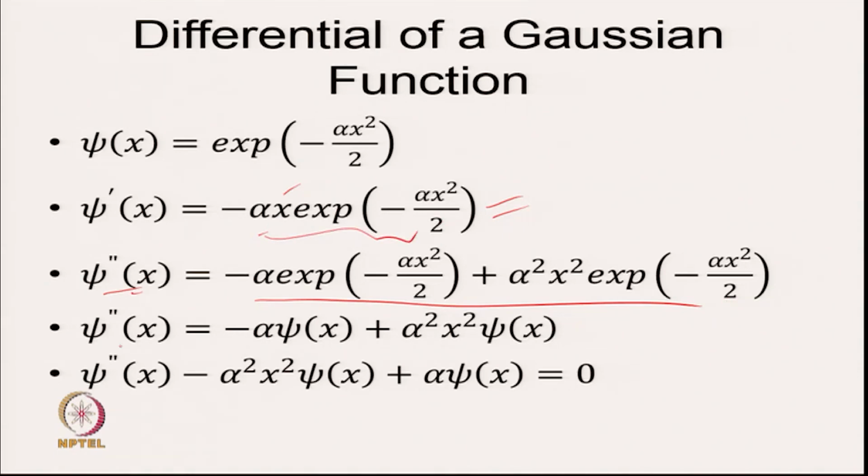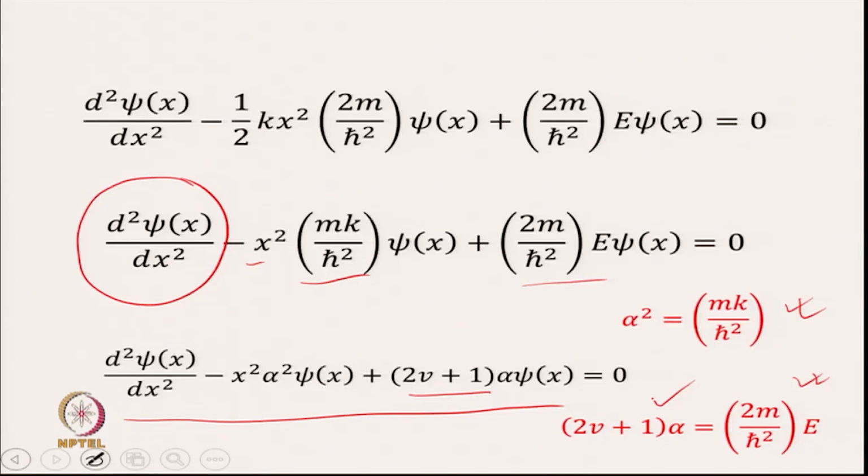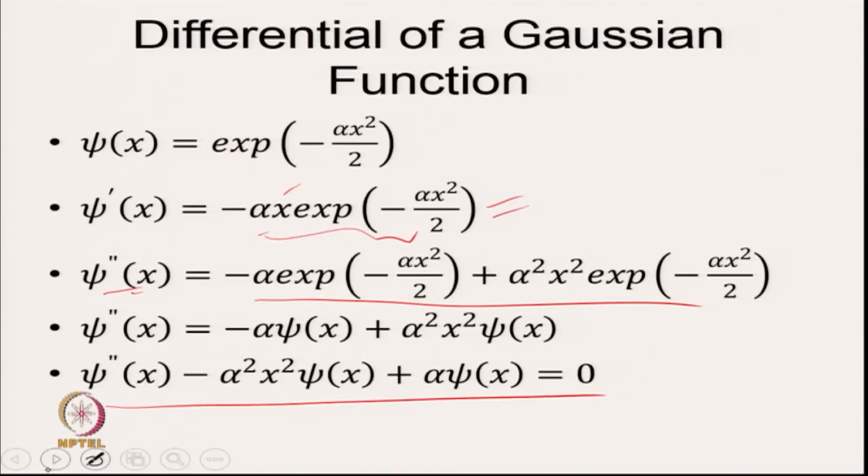And what you do get is the double differential, minus alpha psi x, that is what we assumed here, plus alpha square x square psi x, and this is your differential equation. If you remember, this is the exact differential equation when V is equal to 0. So, for V is equal to 0, the solution is exponential minus alpha x square by 2.